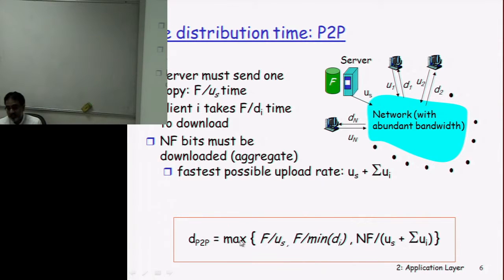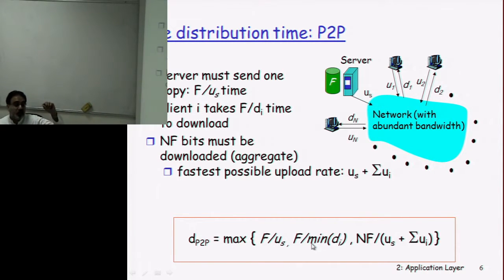So to calculate the total delay in case of peer-to-peer application architecture, this is the time taken by the server with its uplink capacity, and the size of the file is F upon the uplink capacity of the server. This is the time to download the first copy by the first peer. For example, the size of the file is the same, F, divided by the minimum bandwidth.